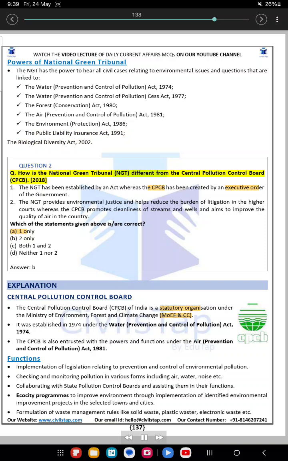Question 2. How is the National Green Tribunal, NGT, different from the Central Pollution Control Board, CPCB? 2018. 1. The NGT has been established by an Act whereas the CPCB has been created by an executive order of the government. 2.